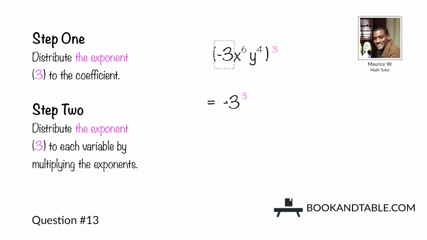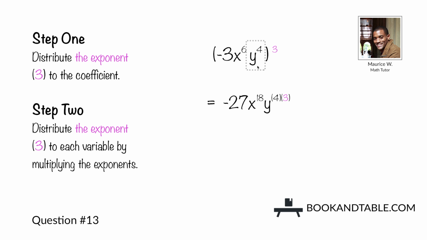Step 1. Distribute the exponent 3 to the coefficient. -3 times -3 times -3, we're going to do it 3 times, will give us -27. Then step 2, distribute the exponent 3 to each variable by multiplying the exponents. So we distribute the 3 to our x by multiplying 6 times 3, giving us x to a power of 18.